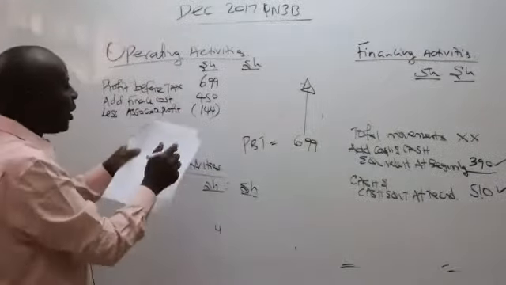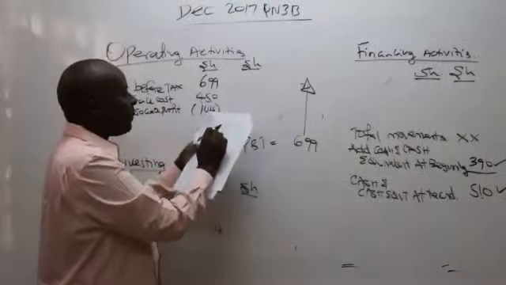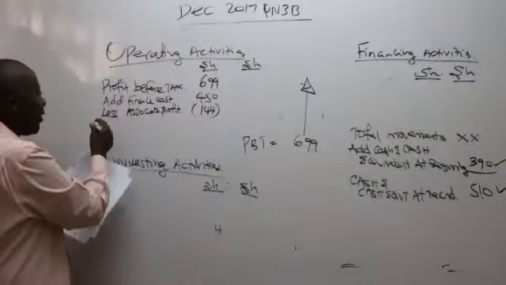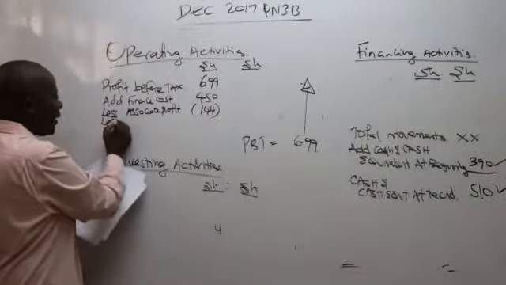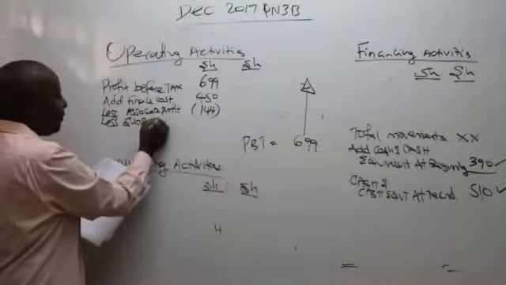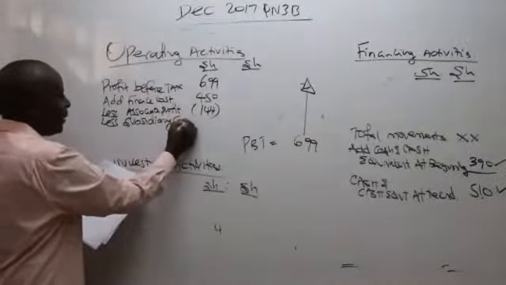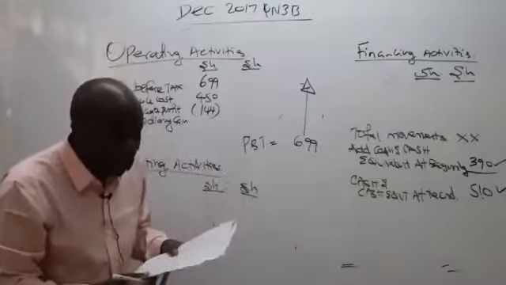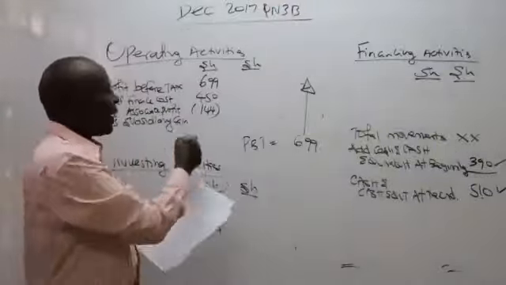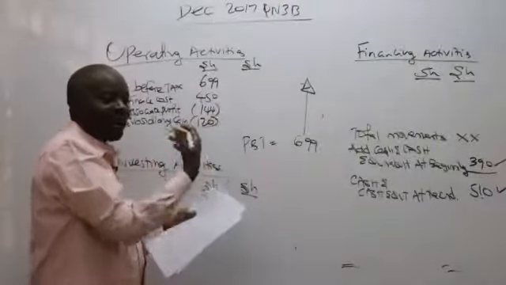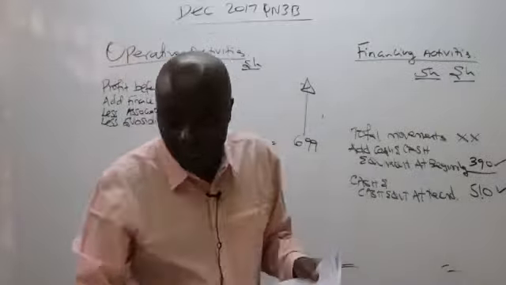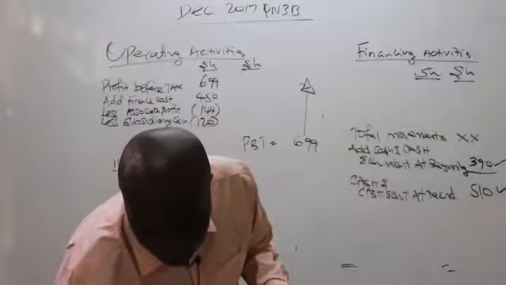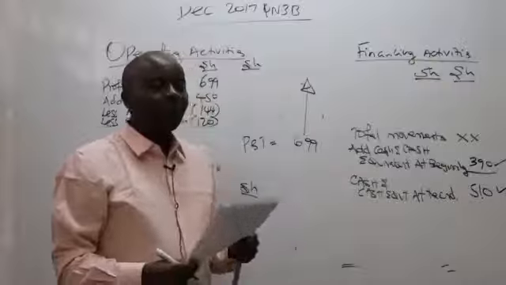Pia ukiendelea kwenda juu, I'm still going up and up. Are you able to see the gain on sale of a subsidiary? So less subsidiary gain. I simplify kidogo hapa hii majina. Less subsidiary gain. How much, ladies and gentlemen, are you able to see there? Wanasema 120. We are subtracting because for the gain, they must have added.